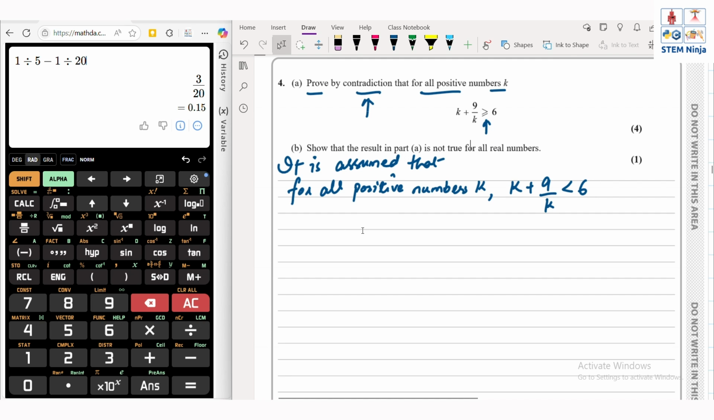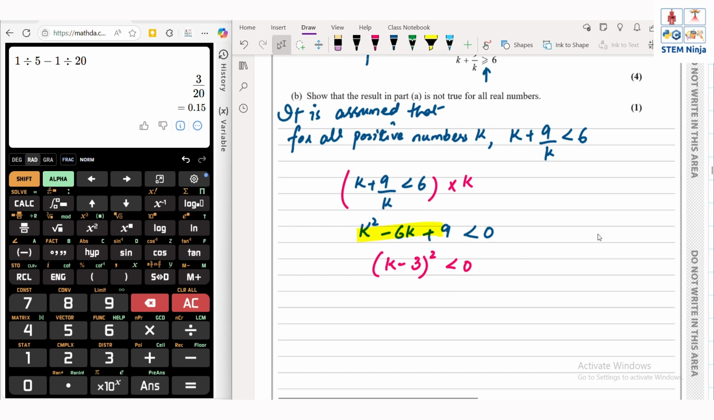So if this is the case, we have k plus 9 over k less than 6. We multiply k on both sides. We get k squared, 6k comes on this side, and plus 9 less than 0. This obviously is a perfect square, k minus 3 whole squared less than 0. We know that perfect squares touch 0 and are greater than or equal to 0. So this is why no value for k would satisfy this inequality.